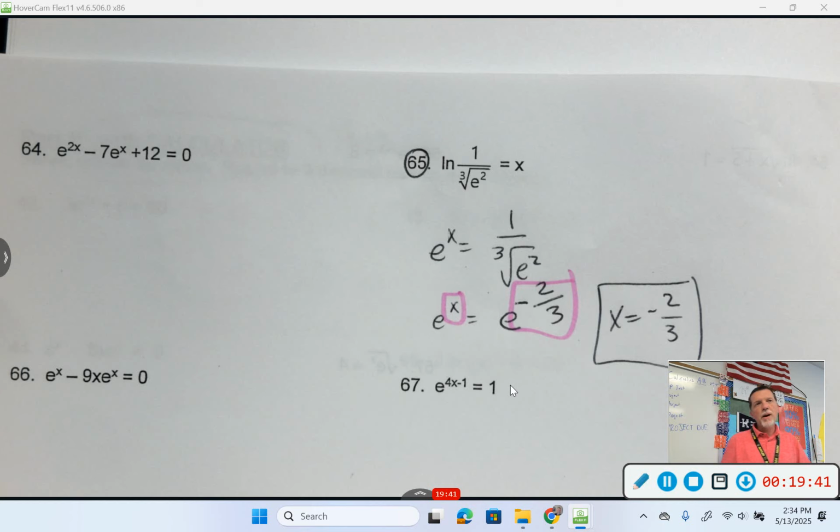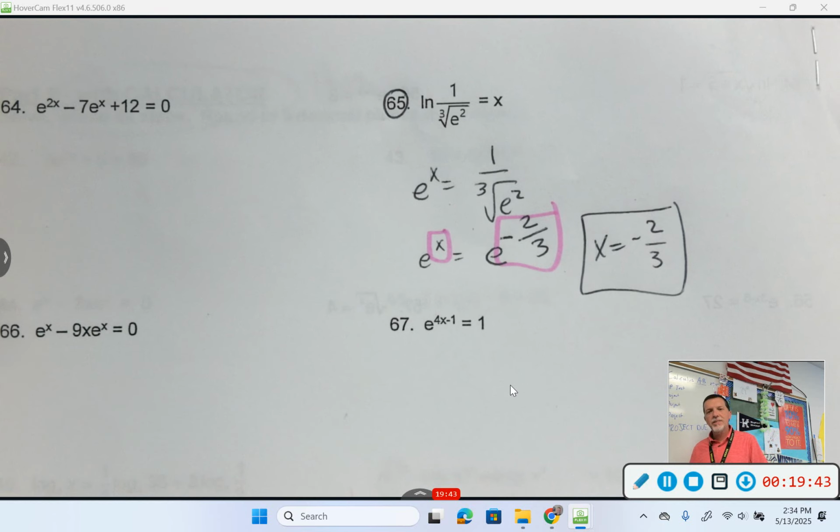Powers and roots, powers and roots, powers and roots. Along with logs and exponents.